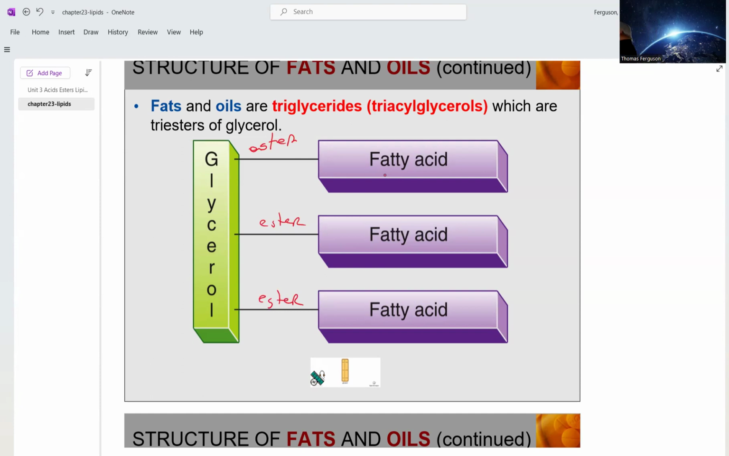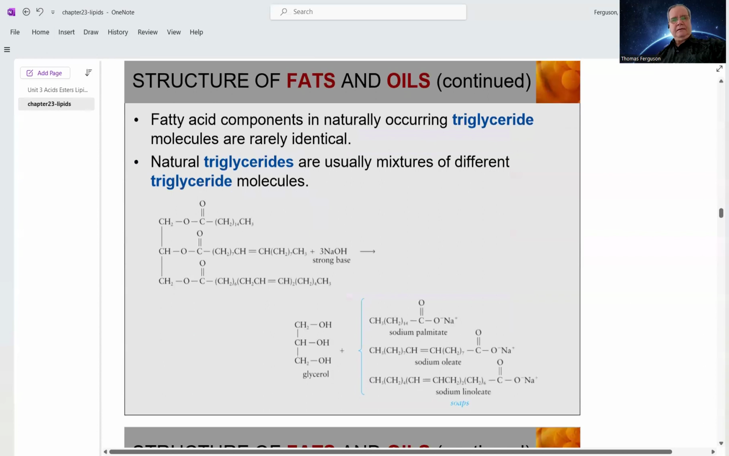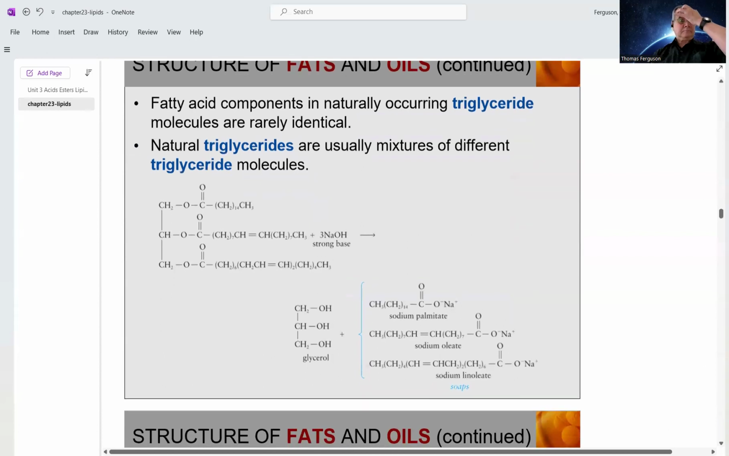And what binds the acid to the alcohol is an ester. So we have 3 esters there. Now, an ester can come apart in an acidic environment or alkaline environment.